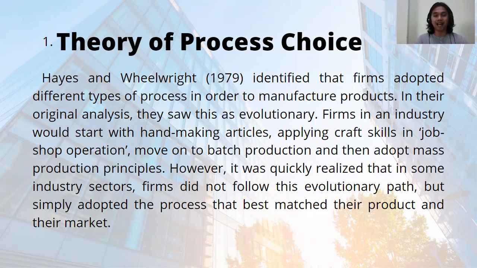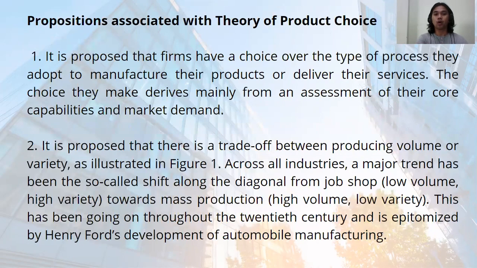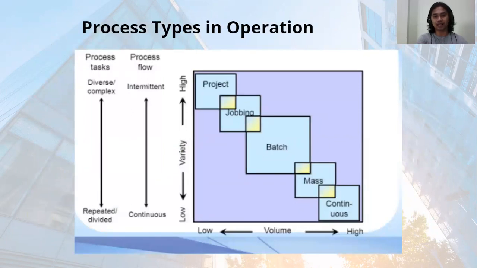So the companies would have their choice as to which process they will be using, and this is highly dependent on the types of products that they are producing, the variety of their products, and the volume of their production. So we could infer, looking into this diagram, as we go into the right side of the diagram, you could see that there is a continuous process flow, and the actions are repeated or divided due to the high volume of production of the products.